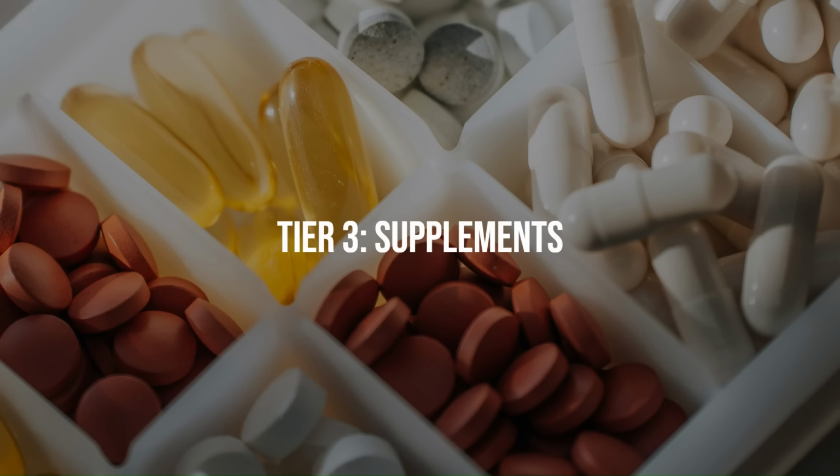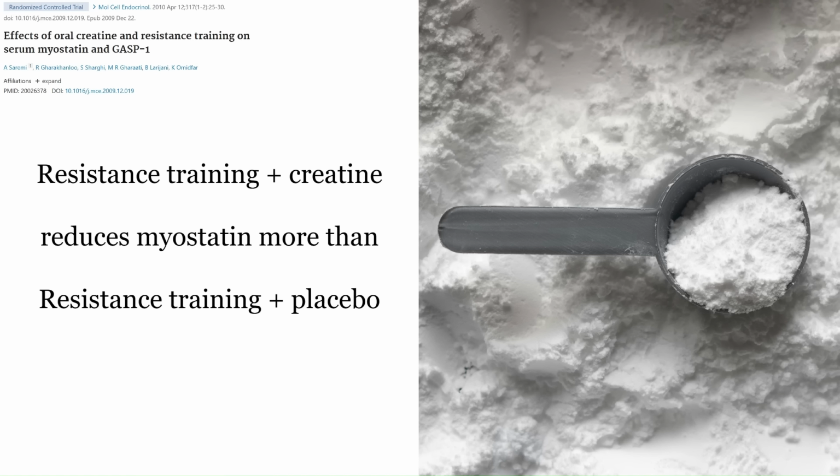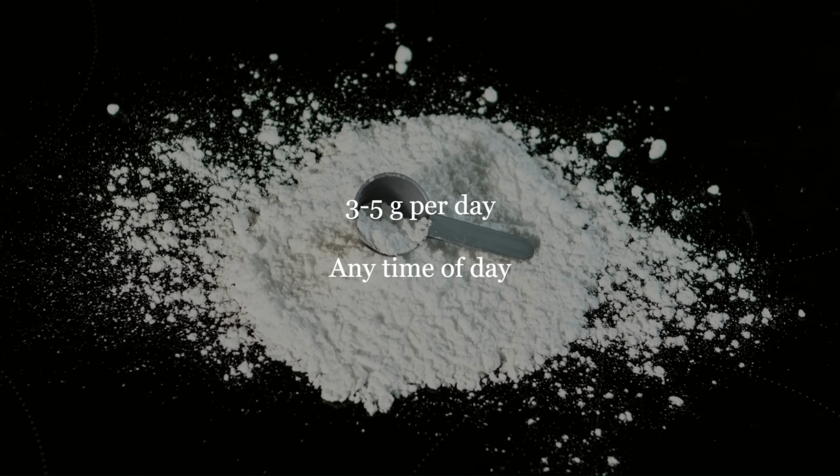Tier 3 is some supplements that could help. Creatine is the main one. Resistance training together with creatine leads to a bigger reduction in myostatin than resistance training plus placebo, and better muscle and strength gains, of course. Creatine is very well established for that. 3 to 5 grams of creatine every day, taken any time of day, it doesn't really matter. This is the best supplement to take for muscle and sport performance. If you only take one sport supplement, make it creatine.